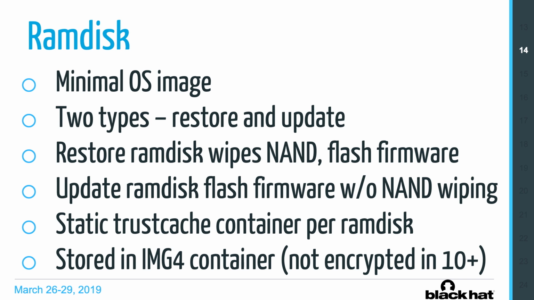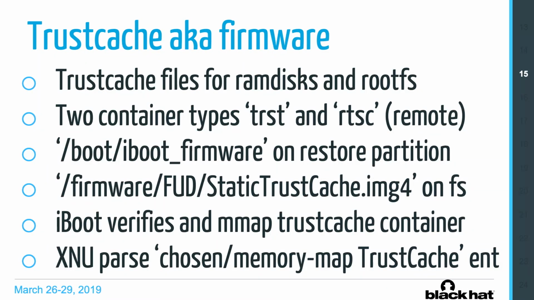Since iOS 12, Apple moved static trust cache to a separate file per RAM disk. So now each RAM disk gets its own static trust cache that needs to be loaded by iBoot. It's not encrypted anymore since iOS 10, but it's still signed. And finally, the trust cache, the new thing in iOS 12. It's a file that contains code directory hashes for binaries that are stored on the RAM disks or the root FS.